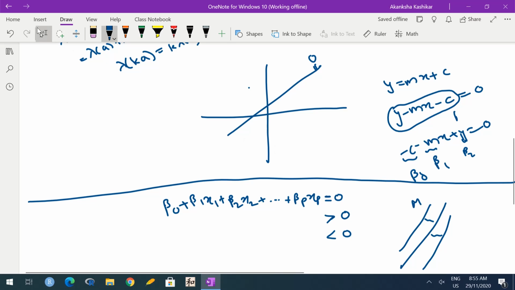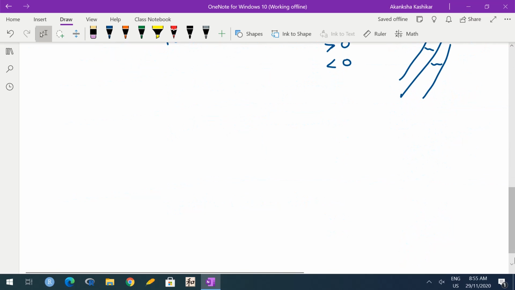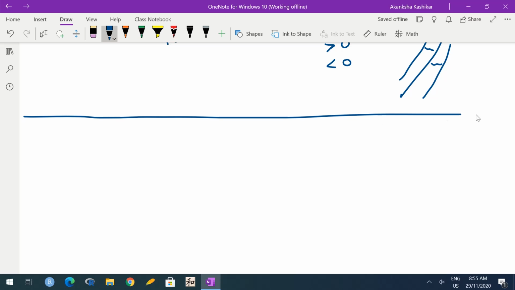Now let us try to write this down in the form of an optimization problem. What we want to do is find such a line, or a plane, or a hyperplane, and we want to make sure that the margin is maximized.